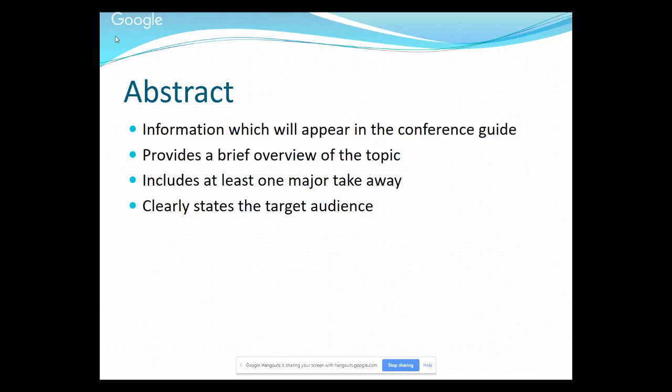In addition to including one major takeaway, your abstract should clearly state the target audience. So we want to make sure that you're talking about the topic, target audience, and then again, what folks are going to learn from that. The abstract is going to be about 50 words, and that'll be appearing again in the conference guide and Schedule, which is going to be our conference app for folks to see.